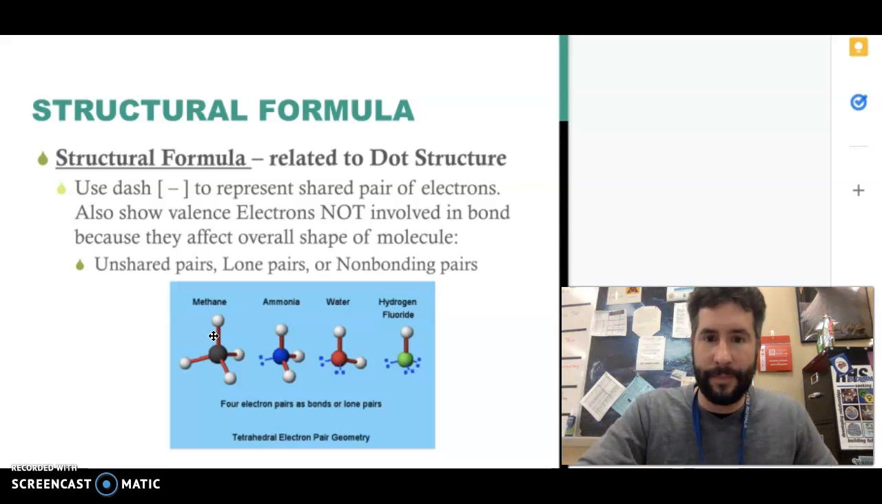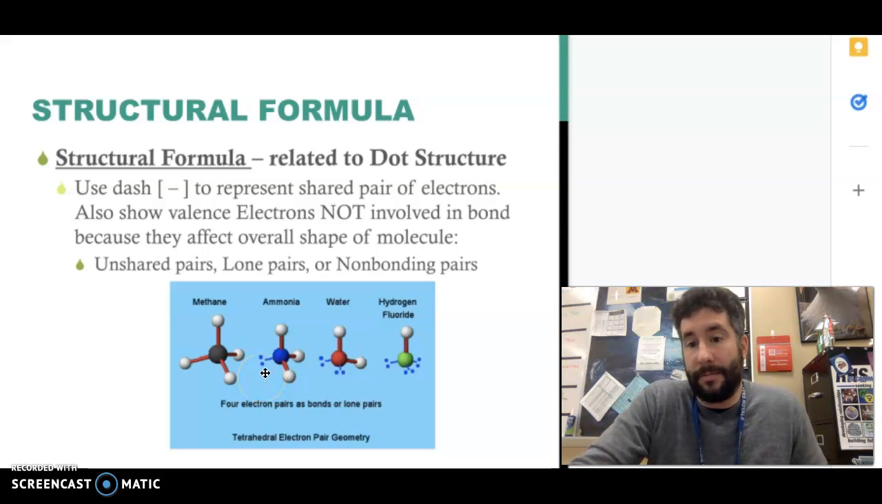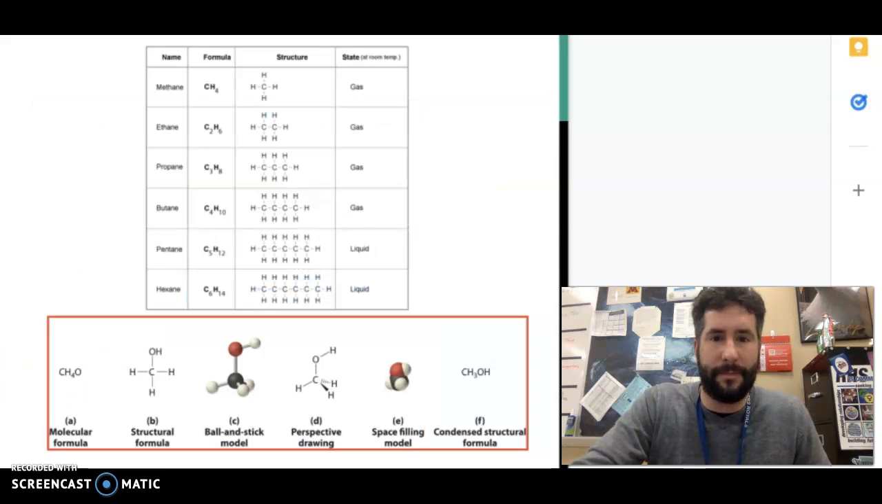They're in a tug of war. We also can see the dots here. Those dots would mean that they are an unshared pair, like when we did with our atoms, that they're just on the atom. They're valence electrons that are not being shared. And they do affect the overall shape of our molecule. We'll look at that shape more later.